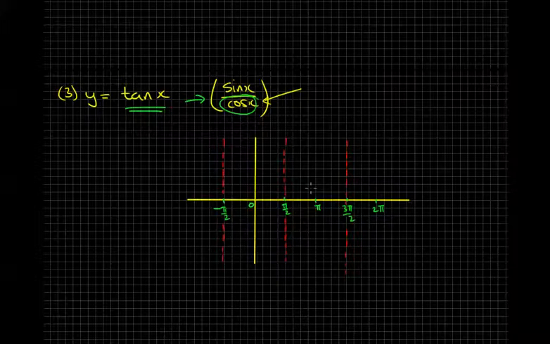So it's not going to touch any of these lines. It's going to get really close to these, but it's not going to touch. That's because cos of pi over 2 is 0, and you can't divide by 0, right? And cos of 3 pi over 2 is also 0. And cos of minus pi over 2 is also 0. So you can't divide by 0. So we have got these vertical asymptotes. And this is what the tan function looks like.